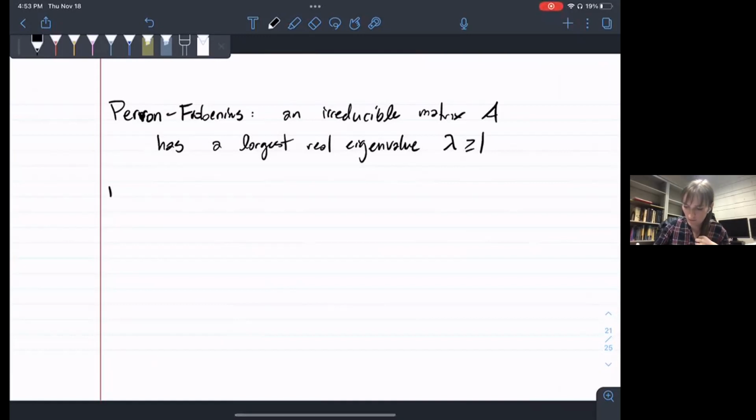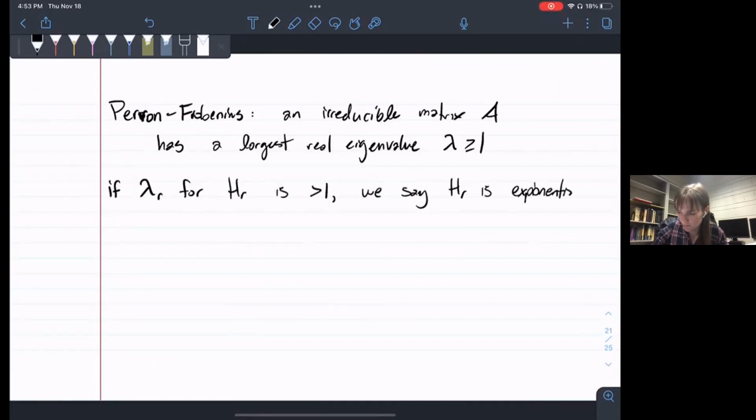If, like, I'll call it lambda sub r, the eigenvalue associated to the rth stratum is greater than 1, then we say H_R is exponentially growing. And being a relative train track map is basically there are three conditions on exponentially growing strata. So let me tell you what they are.